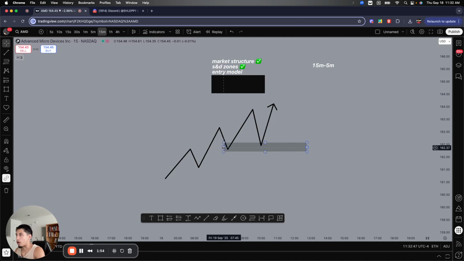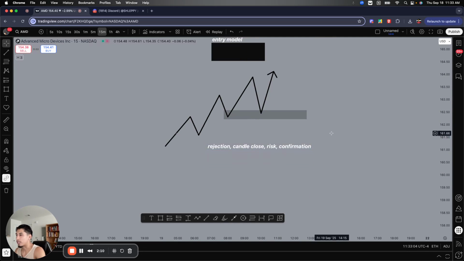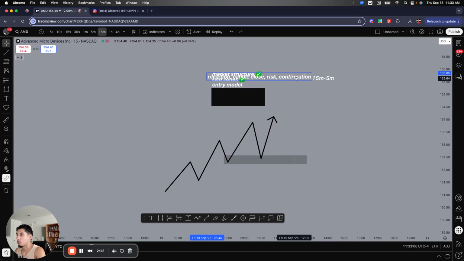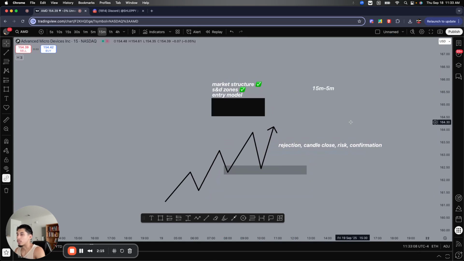Let's say the market is bullish, then we know we want to look for demand zones. So then we see a demand zone right here, it's valid, and once price taps in, that's when we want to look for the last step. Now there are four entry models that I use, and they're right here. These are the four entry models that I use to enter a trade. It's going to be a rejection entry, a candle close entry, a risk entry, and a confirmation entry. Now you have options, but I'm going to break down all of these entries very quickly.